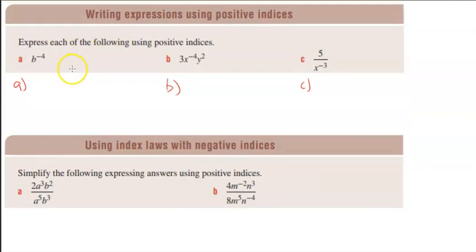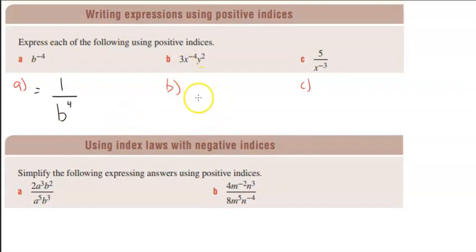Okay, express each of the following using positive indices. The first case, this is b to the power of negative 4. So remember, when the power is negative, this becomes 1 over whatever that base is, b to the positive power. So 1 over b to the power of 4. Fairly simple in this case.